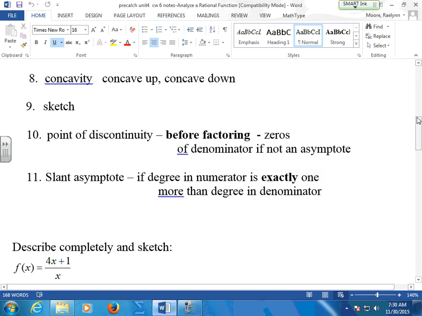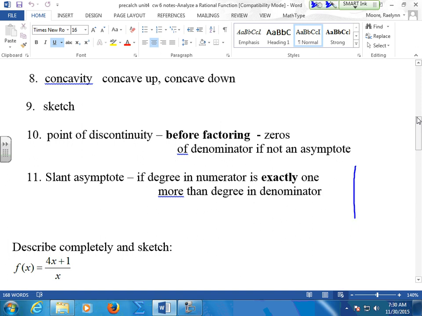And we get to point of discontinuity. That's a little tiny point that, even though we're not allowed to use that point, if we fill it in, if we approach that point, we can kind of close that point off. And we look for points of discontinuity, and we look for slant asymptotes.